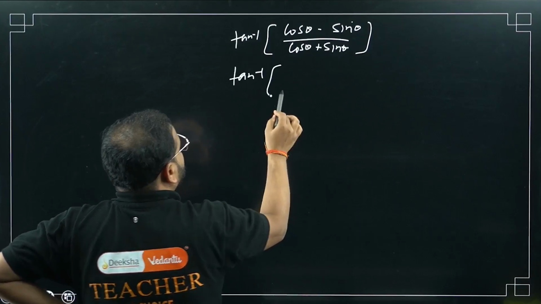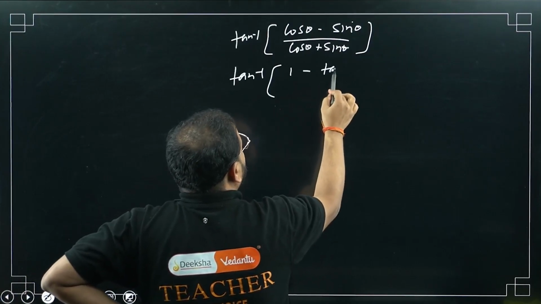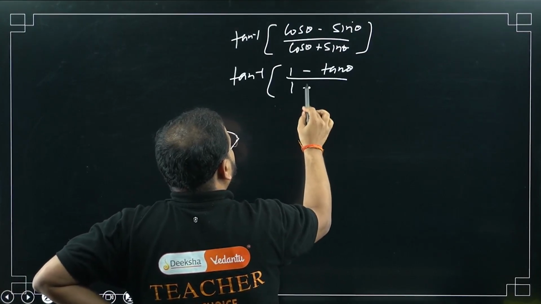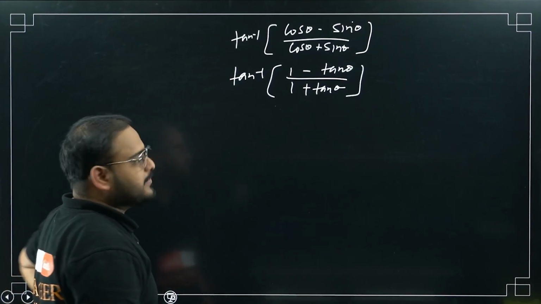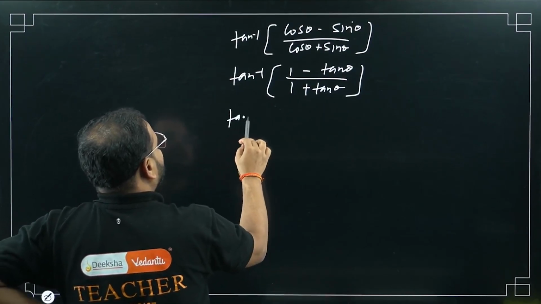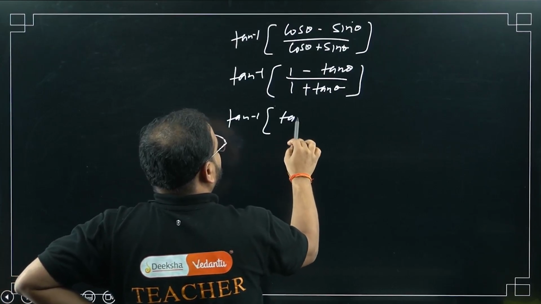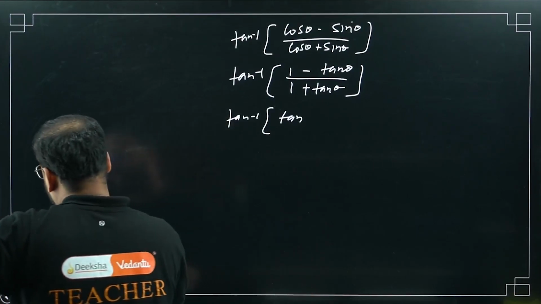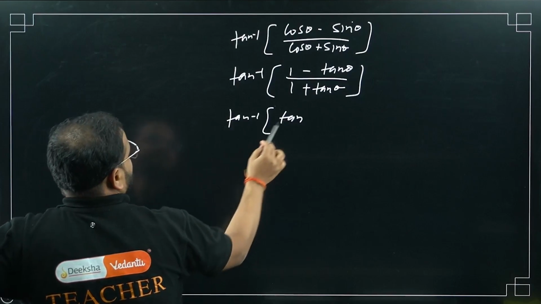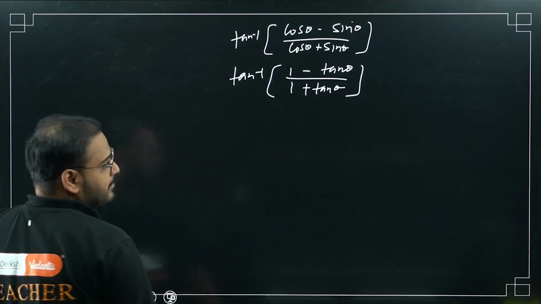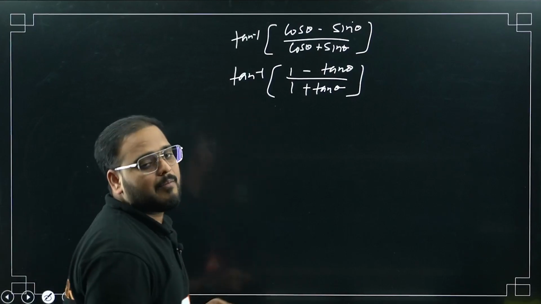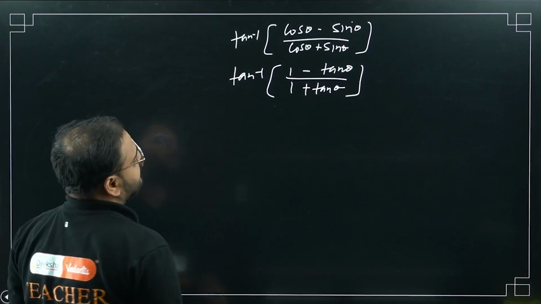Tan inverse of what, bacha? Because if you divide 1 minus tan theta upon 1 plus tan theta, I have written the formula for tan inverse of a minus b. This will become tan inverse of tan. I can do it directly from here also. I don't have to do it like this. I've written the formula so many times. Tan inverse of a minus b is what?